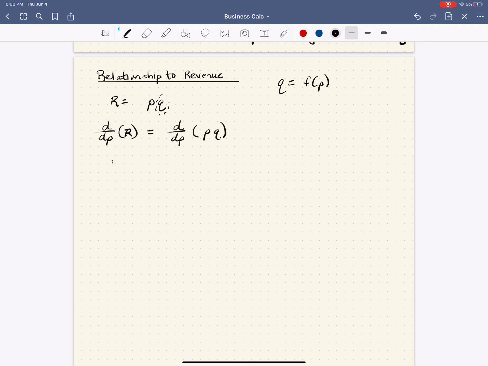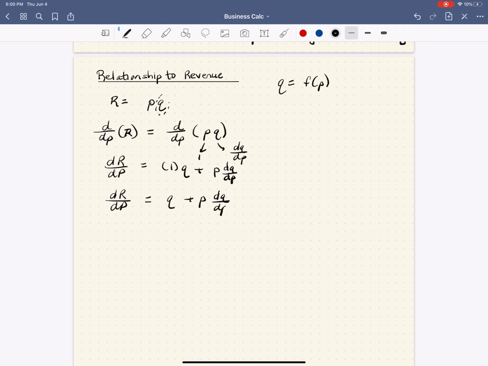Which means on the left, I'm just going to have dR/dP. On the right, though, I'm differentiating a product. The derivative of P is just 1. The derivative of Q is what we would call dQ/dP, just like we call the derivative of y dy/dx. And now all of a sudden we have a product rule. So it's 1 times Q plus P times dQ/dP. And I'm going to simplify that just a little bit to be able to do something with it later.